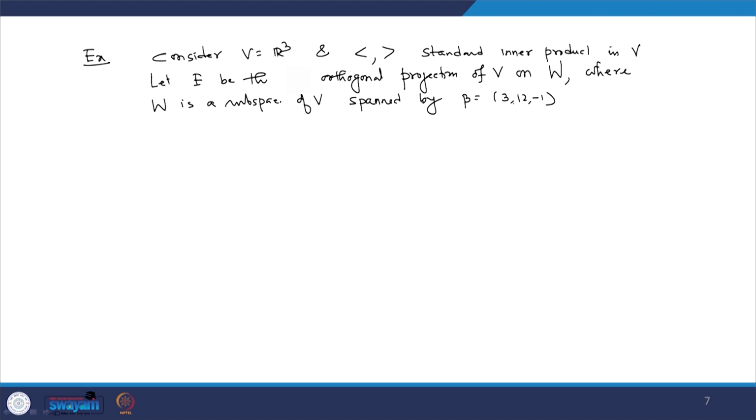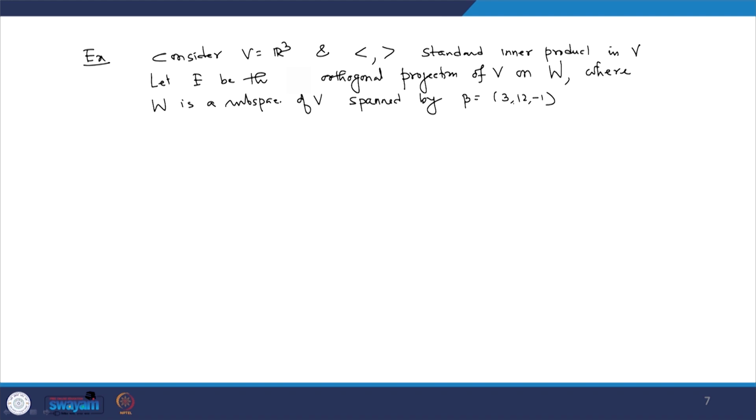Let us see what is the matrix representation of this operator with respect to the standard ordered basis of V. Of course, I will take the standard orthonormal ordered basis of V, and we will also see the corresponding matrix representation of E star. According to the theorems, we have seen that E equals E star. Now, let us check whether this is correct in this example or not.